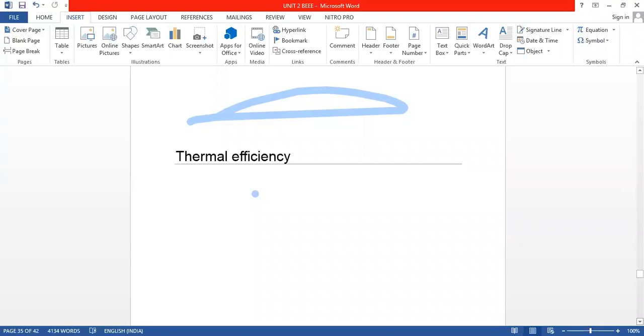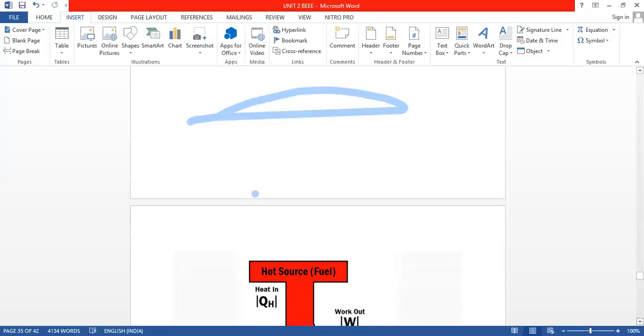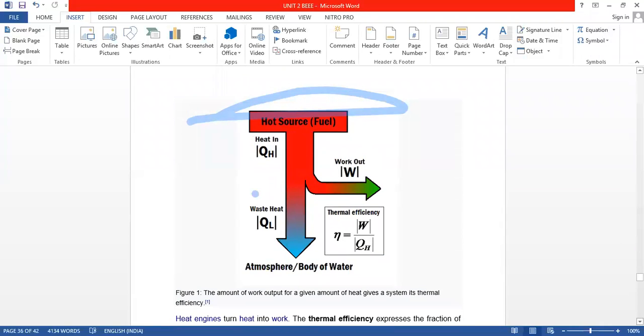Okay. So here, if you want, you can draw this one. No need to, it is not compulsory. You can only write this formula. Efficiency is always represented by this letter eta. All of you remember eta, this symbol. It is similar to N, but it is eta. So efficiency is equal to output by input.